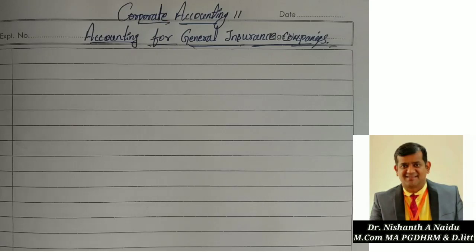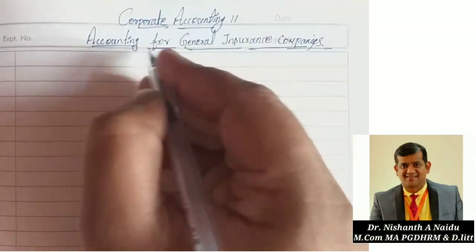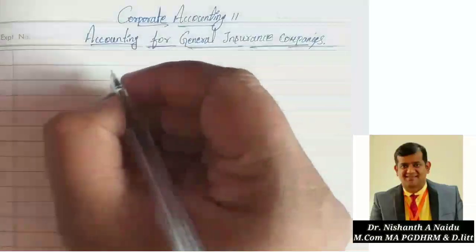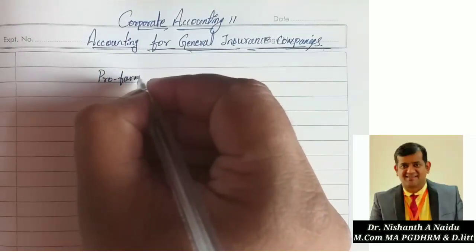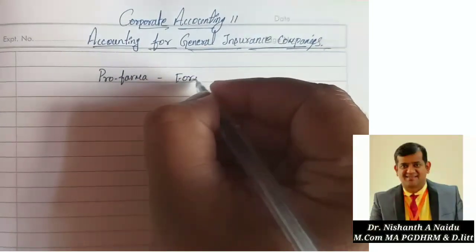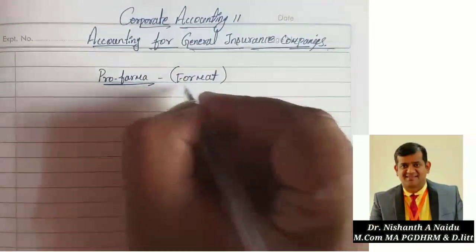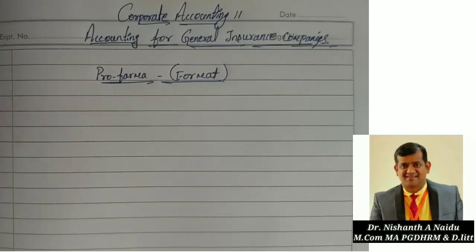While preparing a general insurance company account, you should know the proforma or format of the problem. Without the format, we cannot solve the problem. Clear? That is why let us learn the format or proforma of accounting for general insurance companies. First I am starting with the proformas. Proforma, or you can call it a format. This is very important. Without this we cannot do anything.